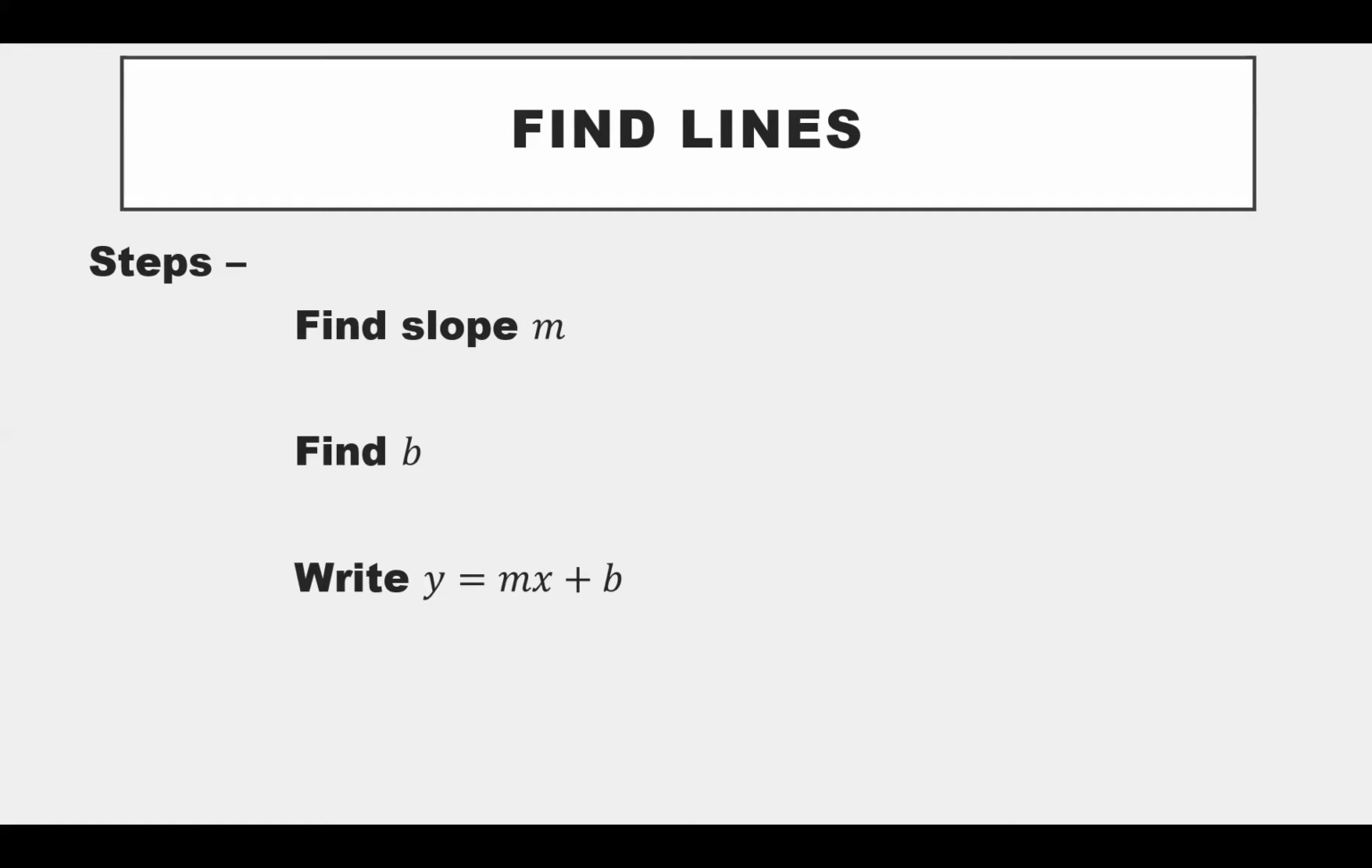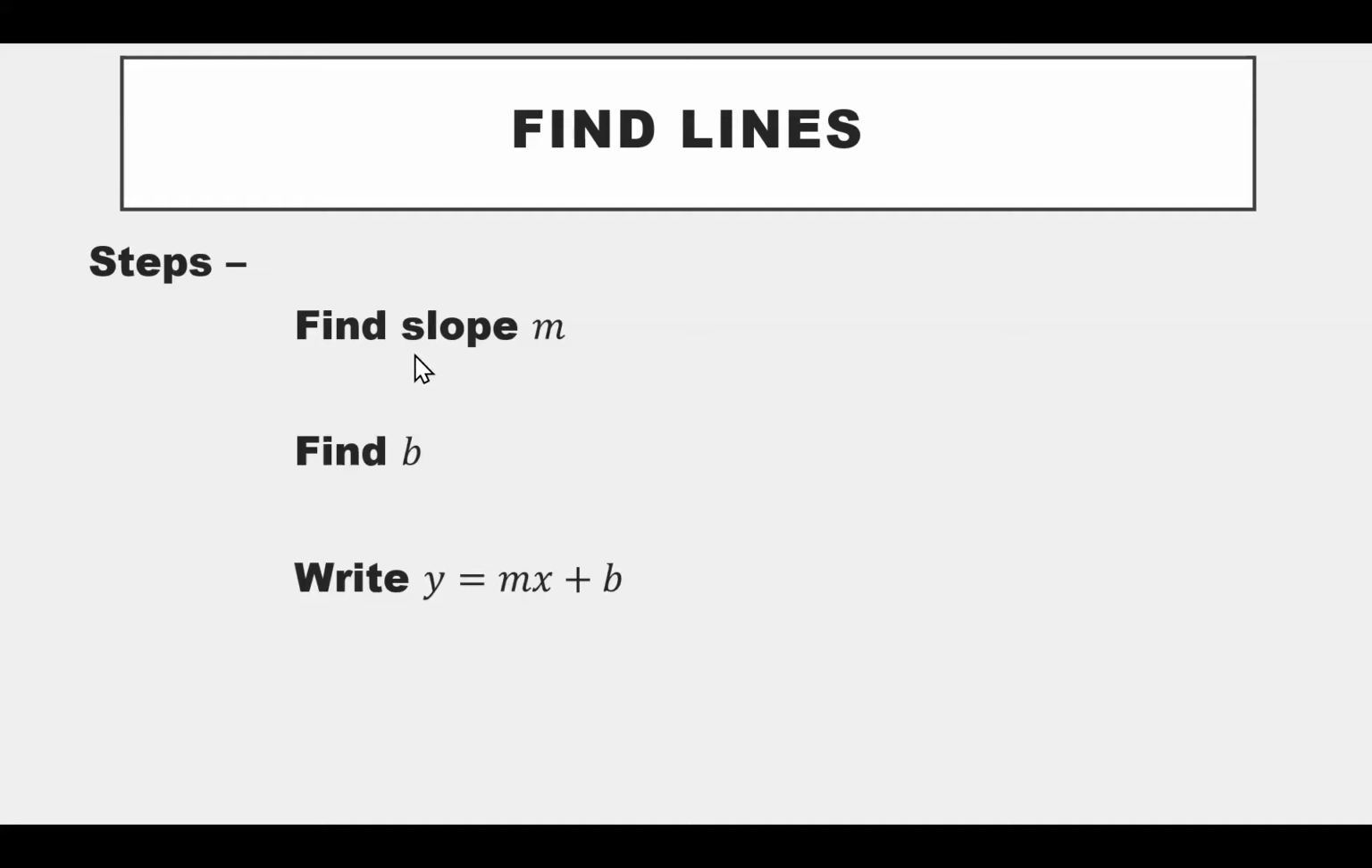The first thing I always do when I find a line is I find the slope, which in slope-intercept form is the letter m. Then I find the b. That's the y value of the y-intercept. Once I find those two things, then I know the equation of a line has to be y equals mx plus b. And so I just simply write y equals mx plus b, and I'm done. I've found the equation of a line.